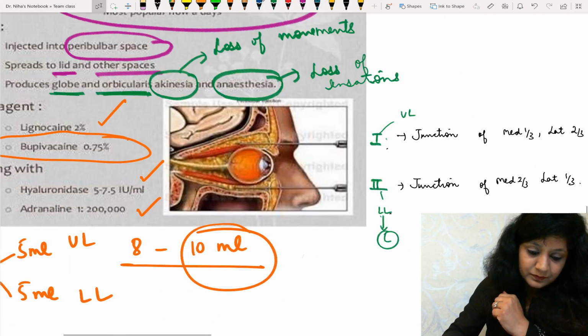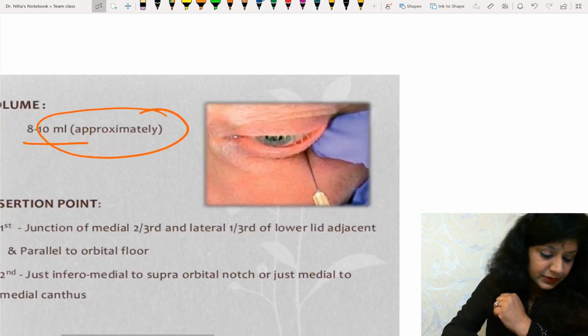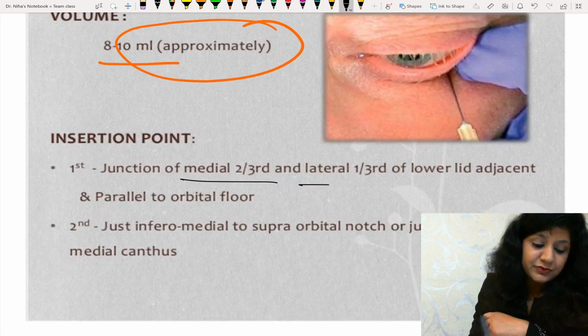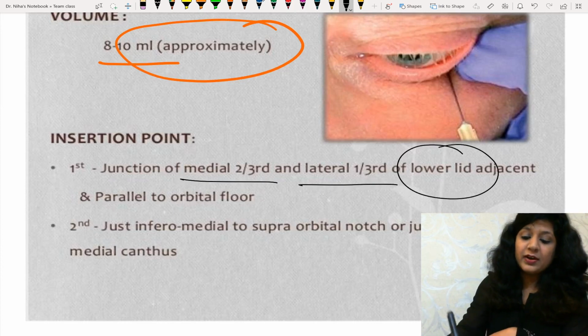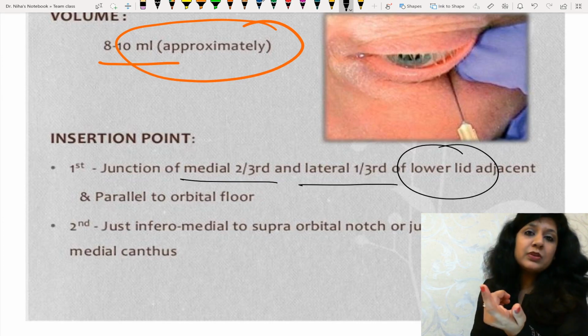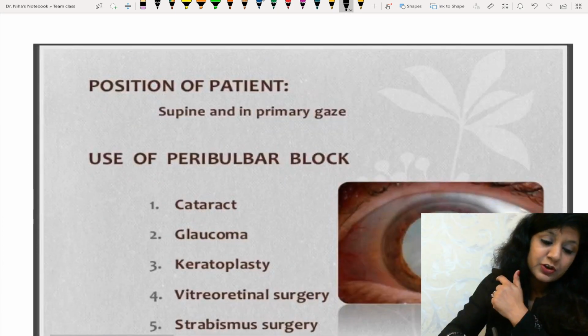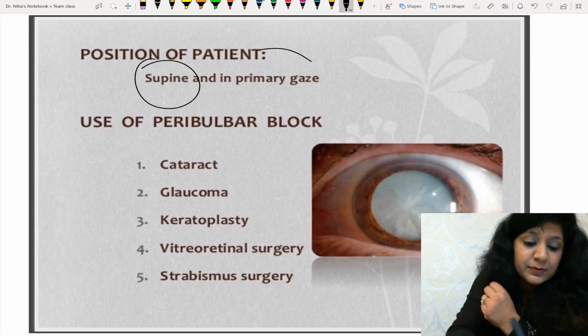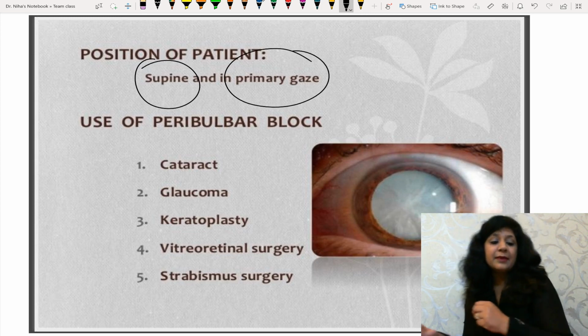So let us see this. I have told you the junction of the middle 2/3 and the lateral 1/3. This is your lower eyelid, okay, and the upper one, we are coming nearer to the medial canthus, okay. Now the position of the patient. The position of the patient again here is supine position. Primary gaze will remain the same.